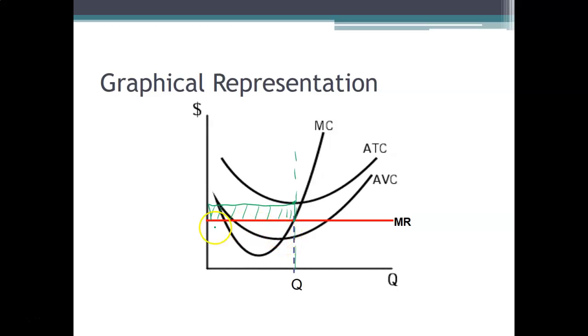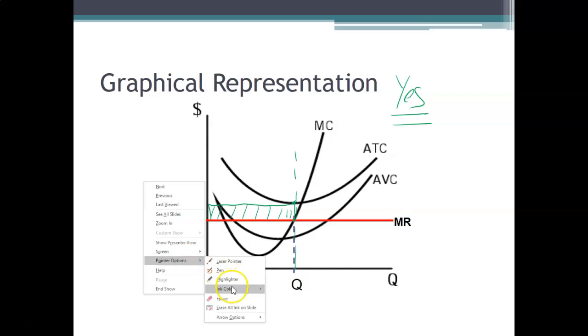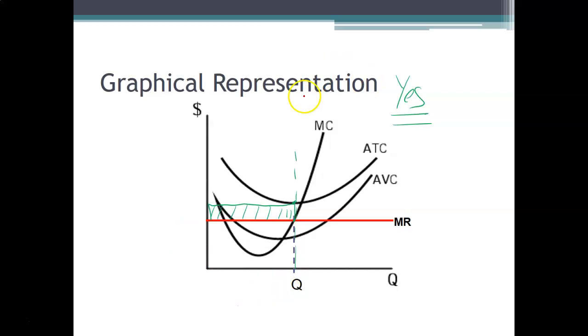But the question is, should I still operate? In this case, the answer is yes, still operate. Here's why. Right now, again, from here down to here is my average fixed cost. And no matter what, if I operate or don't, I have to pay this. This is the rent, this is the internet subscription, whatever else. No matter what, I have to pay this.